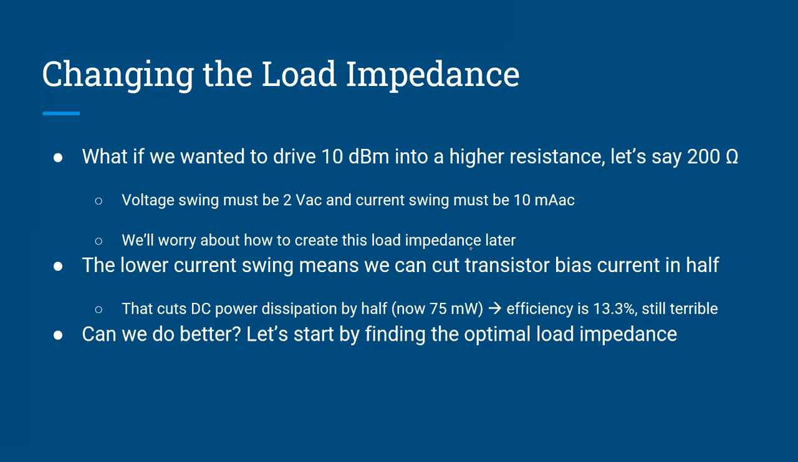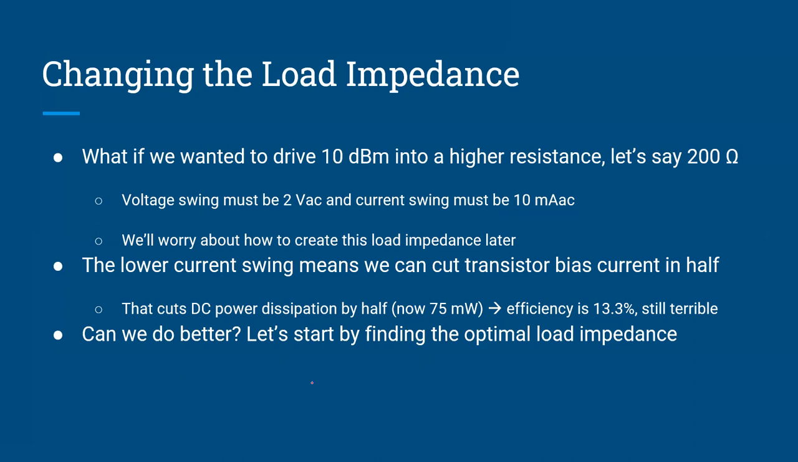And so by increasing this load impedance, we can have a lower current swing, and that means we can bias the transistor at a lower current. So in this case, let's say we bias the transistor to 15 milliamps instead of the 30, right? We cut the load current swing by 2, so let's cut the transistor current by 2. That cuts our DC power dissipation by 2. So instead of 150 milliwatts from before, now we're at 75. However, the efficiency is still 13.3%, which is still terrible. So can we do even better?